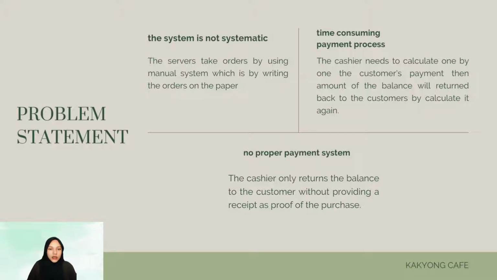So, the last problem we face in this business is that the business could not run smoothly because there was no proper payment system with a receipt for the customers. The cashier only returns the balance to the customer without providing a receipt as proof of the purchase. So it causes the customer to not be able to ensure that their order is made correctly. As a result, there are many misunderstandings between business and customers. This problem will cause a bad impact on the business. So that is all for the problem statement.